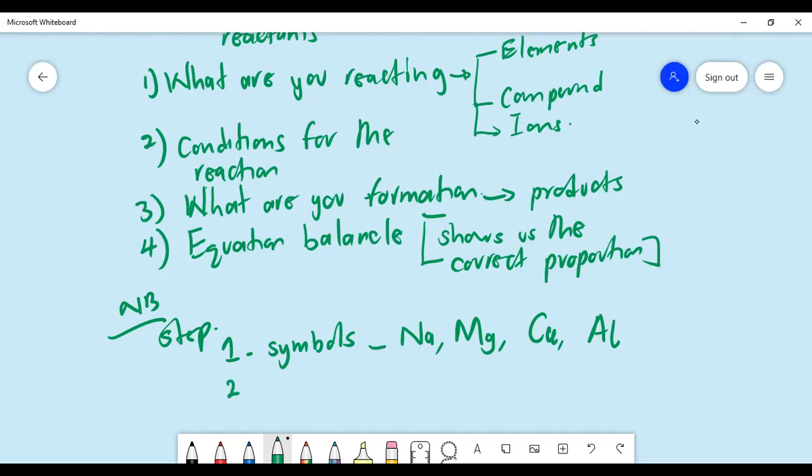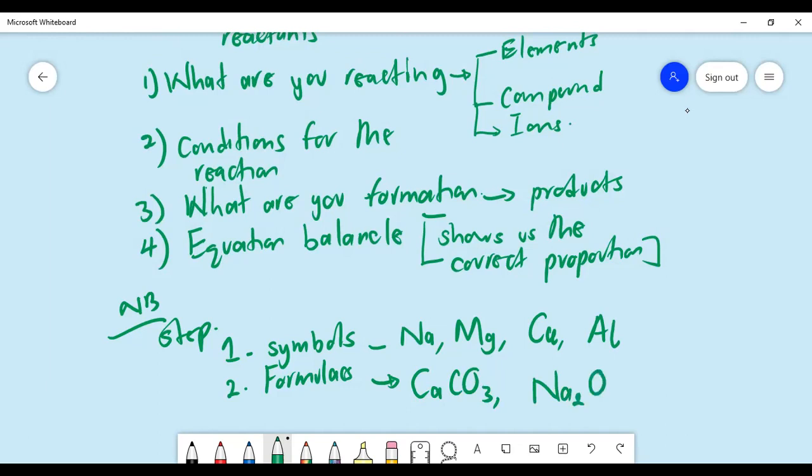Then the formulas. Remember, we get formulas from compounds. Maybe calcium carbonate, which is Ca with a carbonate. That means you must know the valencies of these. This is calcium carbonate, that's the formula. Maybe I'm looking at sodium oxide, that's the formula.